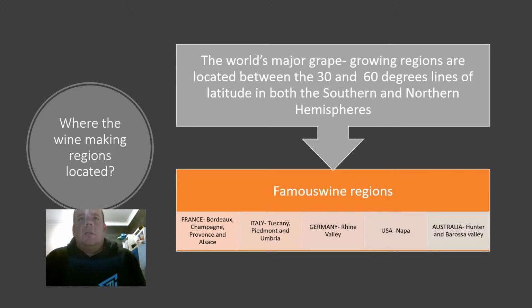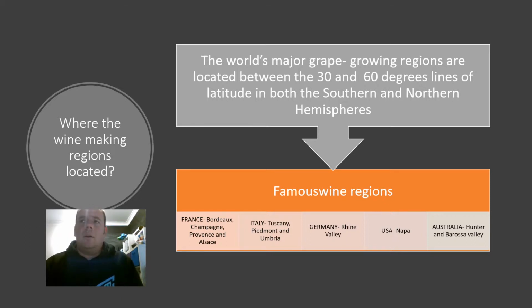Here are the answers. Hopefully you've pressed pause before you fill that in, and then here's a little task just to make sure you remember that wine is grown between 30 and 60 degrees lines of latitude in both the southern and northern hemisphere, and that's something you've got to really know.